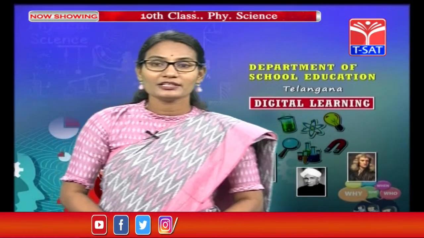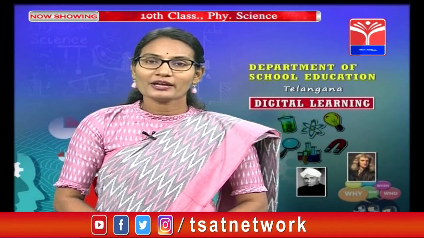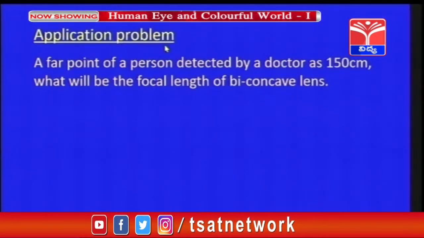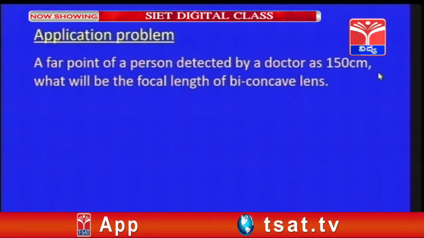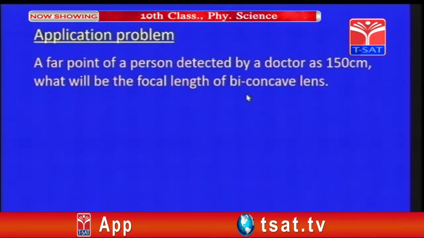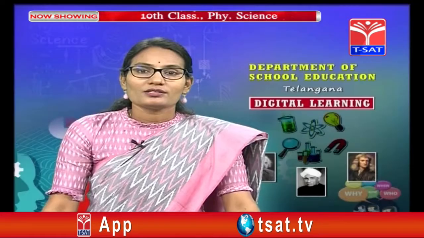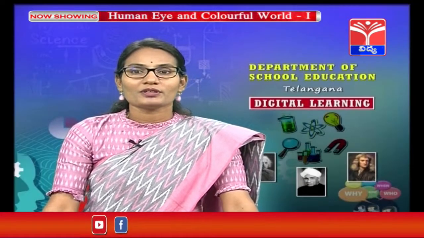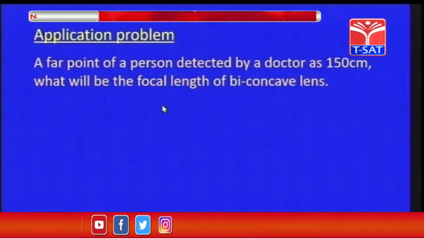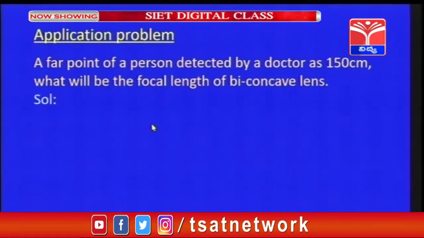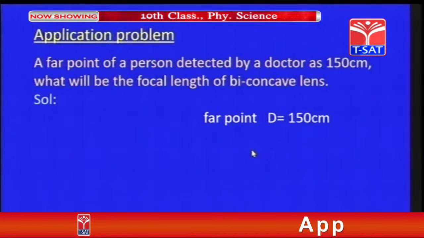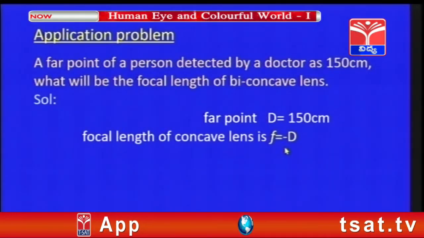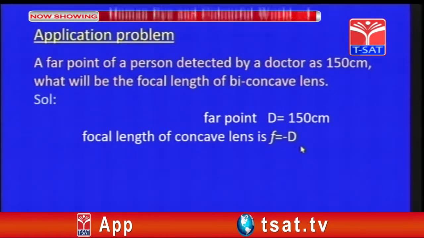To understand this formula, let us do a small problem. A far point of a person detected by a doctor is 150 centimeters. What will be the focal length of the biconcave lens? So here in this problem, the far point is given as 150 centimeters. So capital D value is taken as 150 centimeters, and we have the formula for this concave lens, f equal to minus capital D.